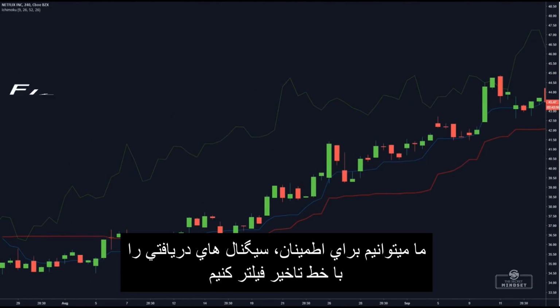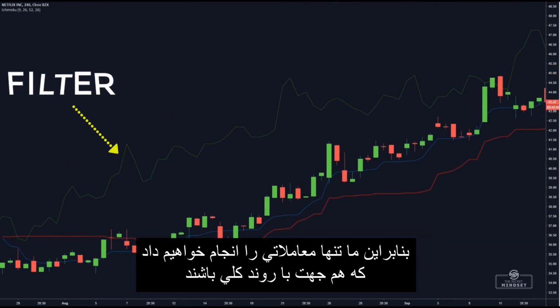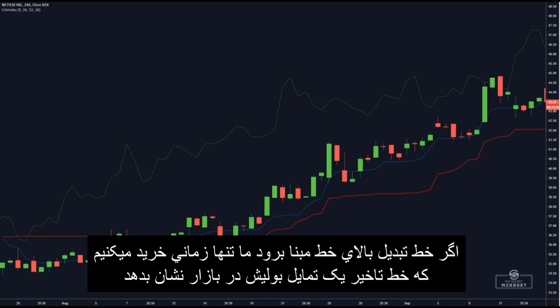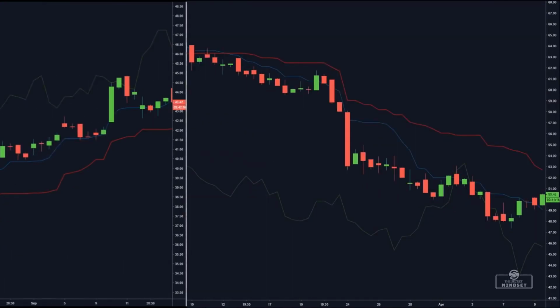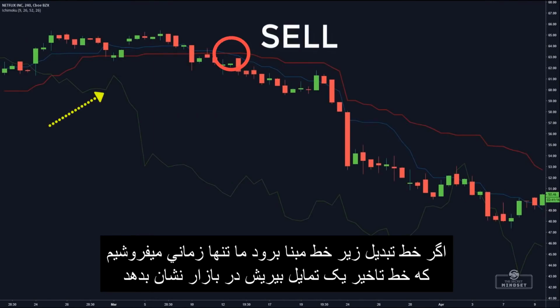When a fast-moving baseline crosses below the slower-moving conversion line, we have a sell signal. We could filter the signals received with the lagging span for safer entries. Thus, we could only take positions that are in line with the overall trend. If the baseline crosses above the conversion line, you would only buy if the lagging span indicates a bullish bias. If the baseline crosses below the conversion line, you would only sell if the lagging span indicates a bearish bias.